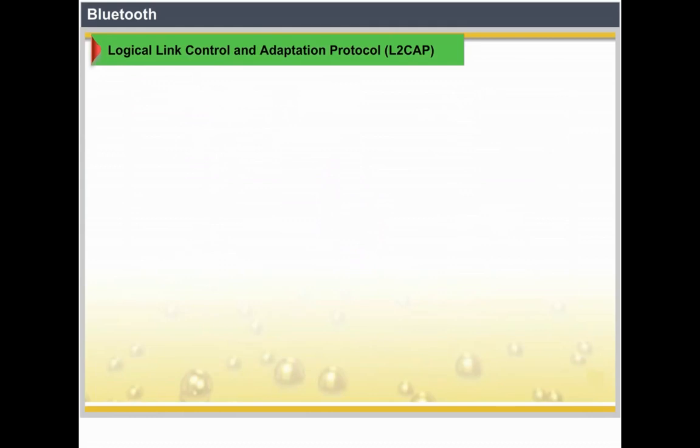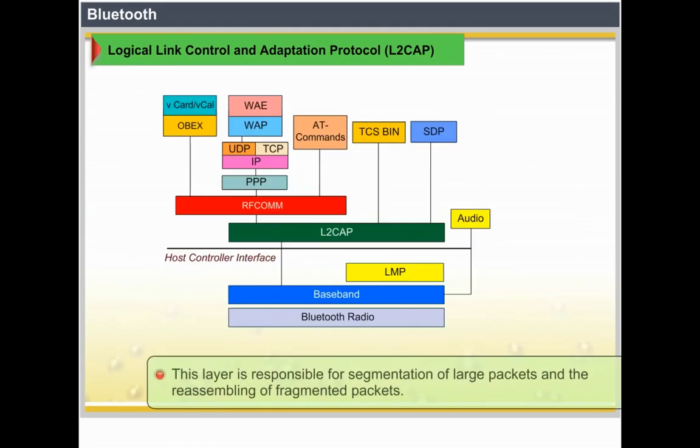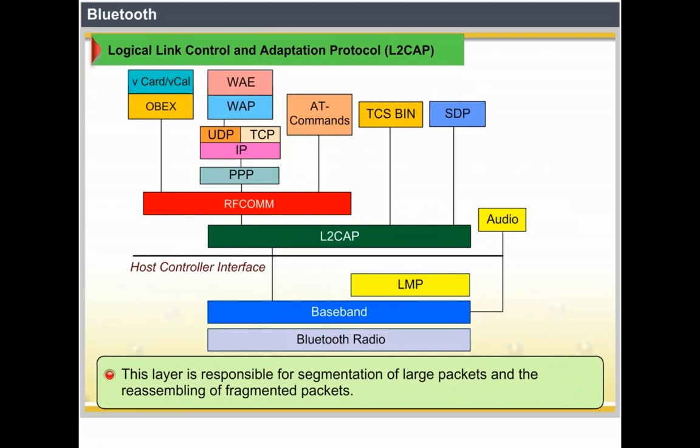Logical Link Control and Adaptation Protocol, L2CAP. This layer is responsible for segmentation of large packets and the reassembly of fragmented packets. L2CAP is also responsible for multiplexing of Bluetooth packets from different applications.